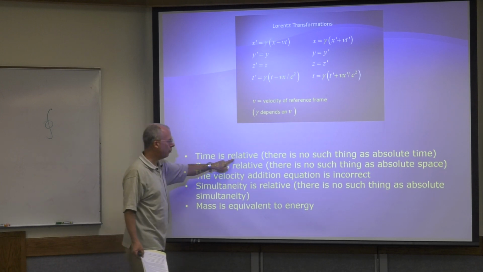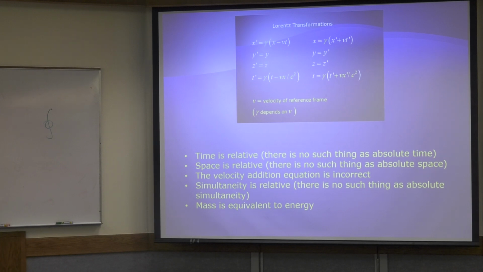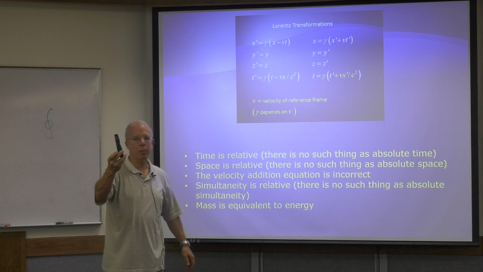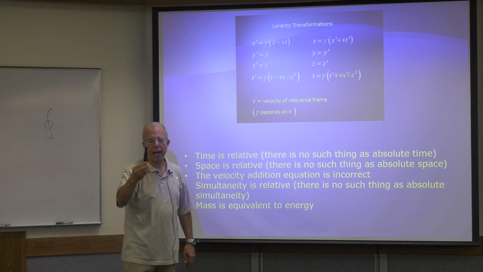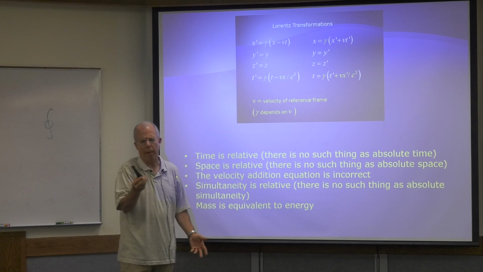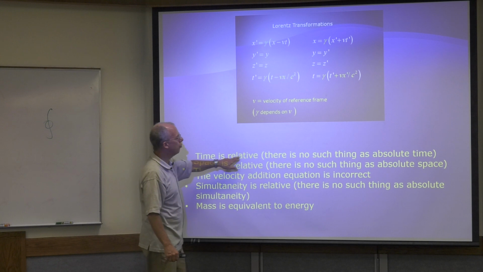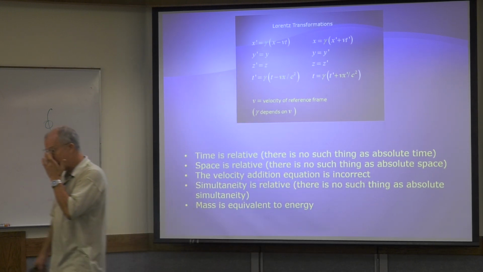therefore time is relative. What does that mean? Well, is this large or small? Well, it's large compared to an atom, but it's small compared to Saturn. So size is relative, right? There's no such thing as absolute size. So these equations show that time is relative. There's no such thing as absolute time.